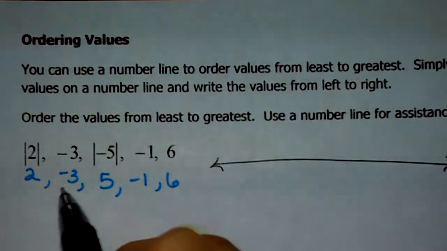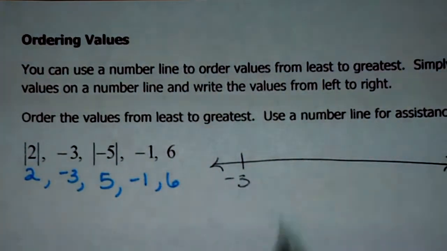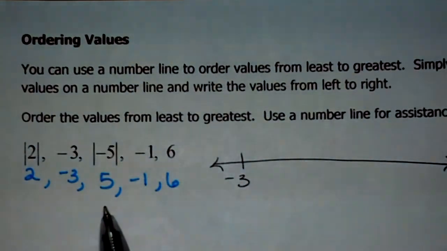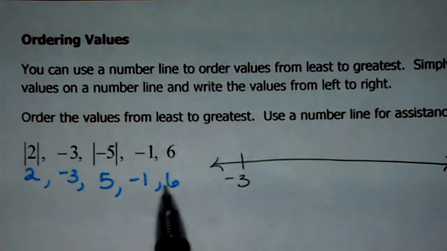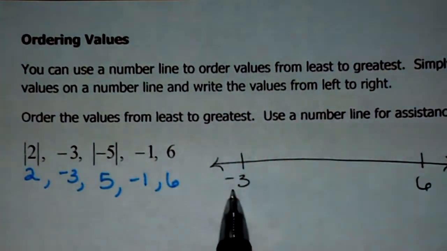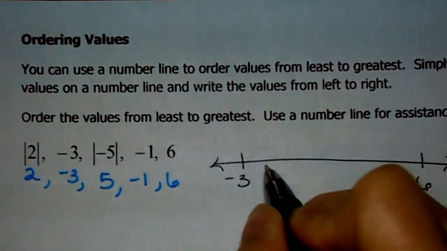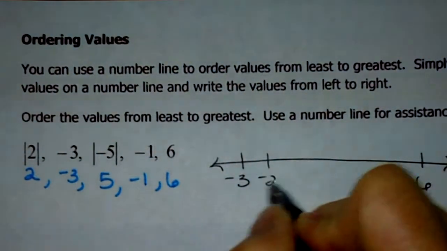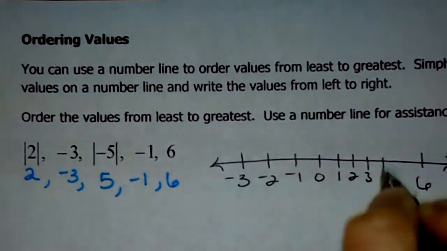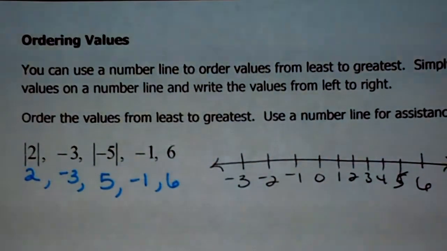I'm hoping you're seeing that -3 would be farthest to the left, so I'm going to write a -3 right there. Now, all the way to the right, the farthest to the right, the greatest value, would be this 6, right? So I know on my number line, I need to go from -3 to 6, right? So I'd have a -2, a -1, a 0, 1, 2, 3, 4, 5, and 6. So there's my number line.